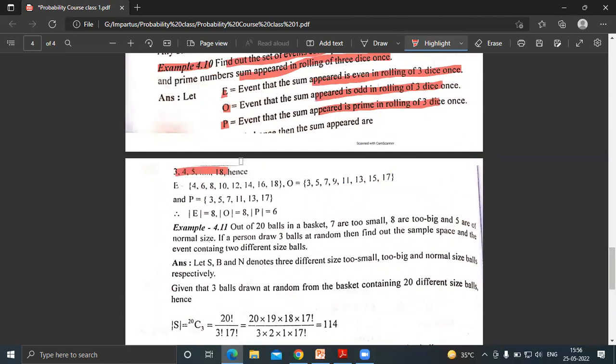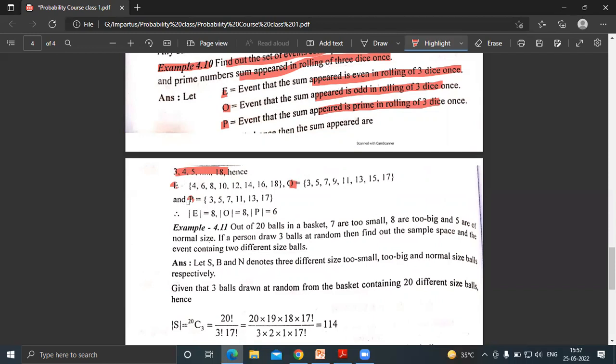Then coming to our question, you have to find the set of even number elements, the set of odd number elements, and the set of prime number elements. What is an even number? You know, from 3 the natural numbers start. So the even numbers are 4, 6, 8, 10, 12, 14, 16 and 18. And the odd numbers are 3, 5, 7, 9, 11, 13, 15 and 17.